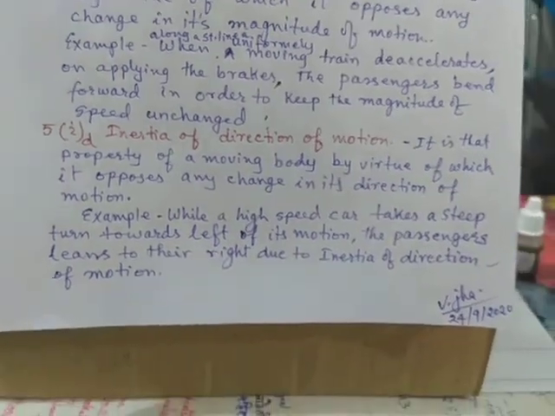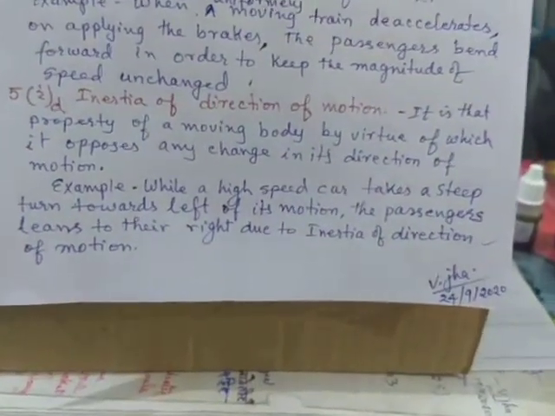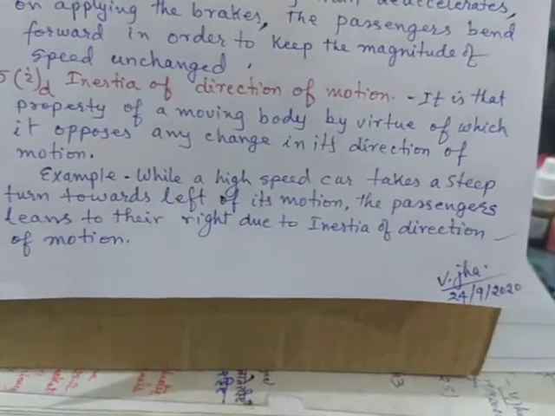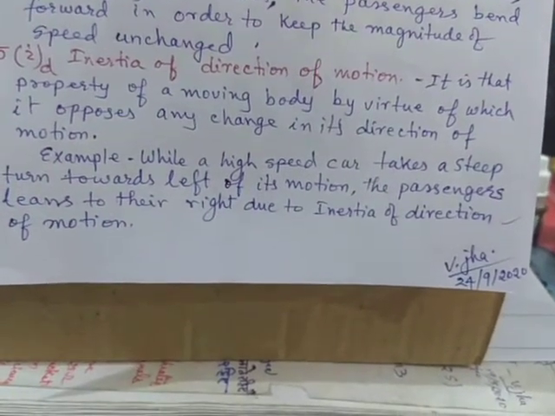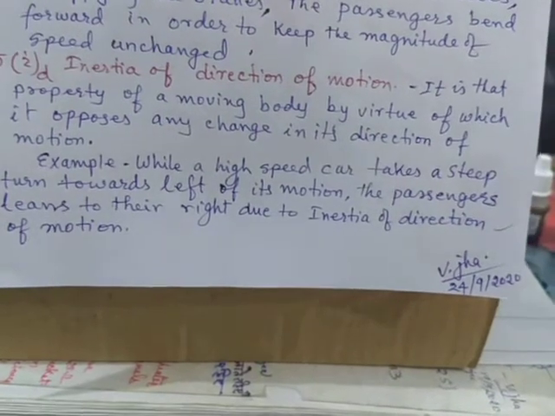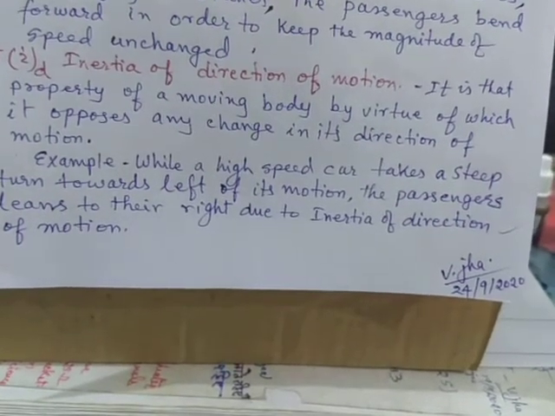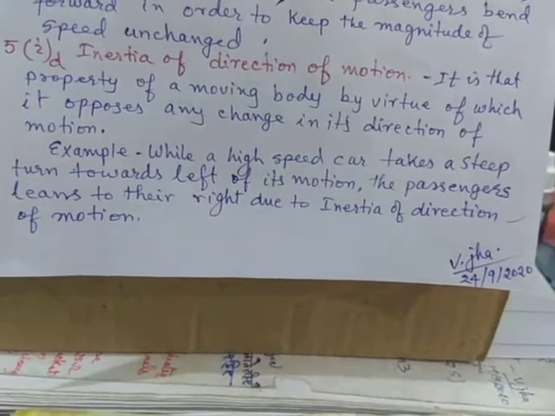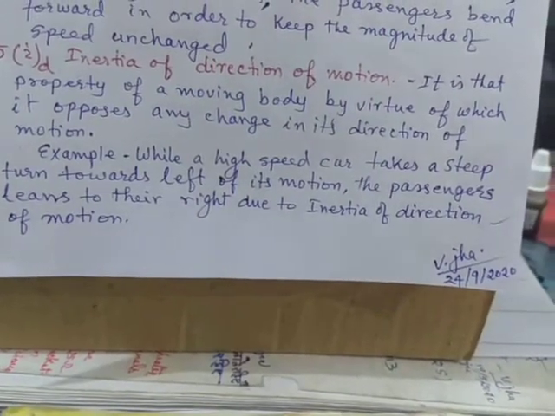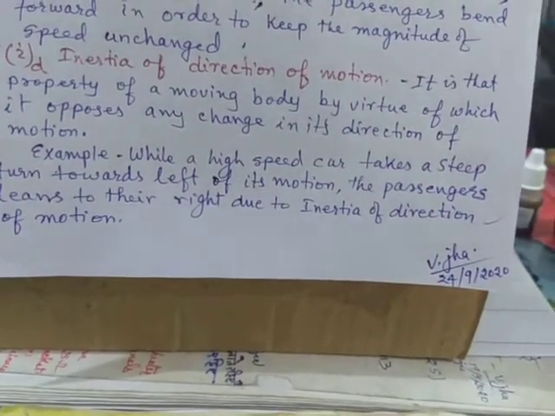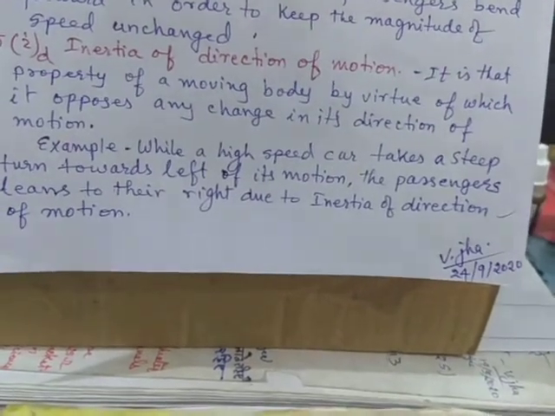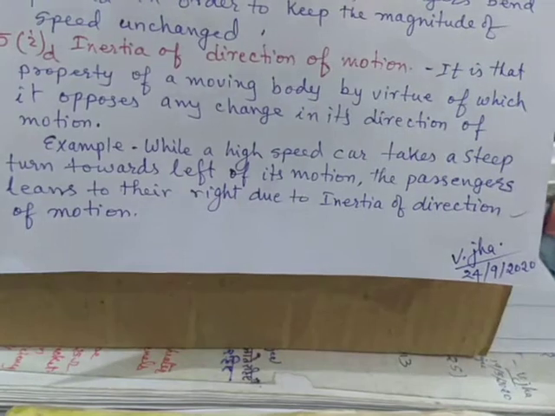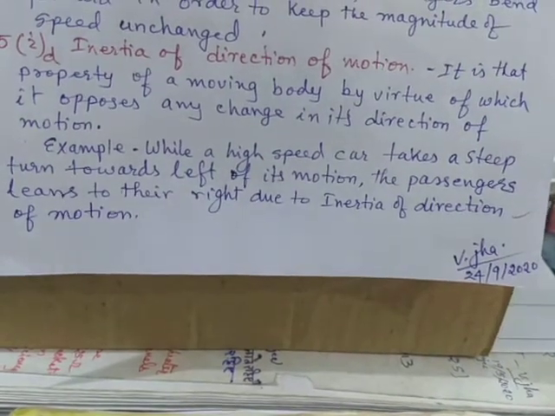So finally we talk about inertia of direction of motion. It is that property by virtue of which the body opposes any change in its direction of motion. Say for example, while a high speed moving car is taking a steep turn towards left, then the passenger inside leans towards right, because they tend to maintain the same direction of motion, and therefore their body is shifting in that sense. So this is all about inertia.